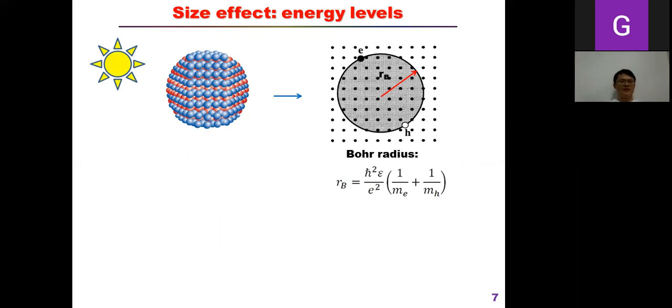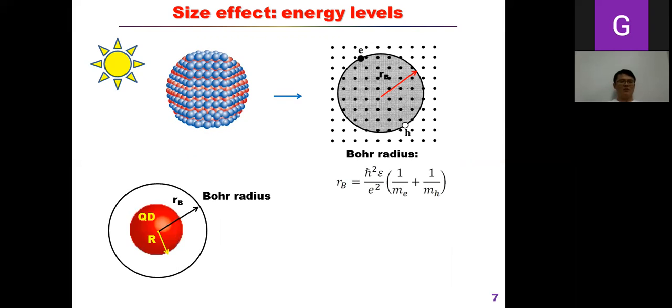However, when we make a particle smaller than its Bohr radius, the electron and the hole will be squeezed into a very small space. In other words, we say that the electron and the hole are confined. This will lead to interesting quantum confinement phenomena.